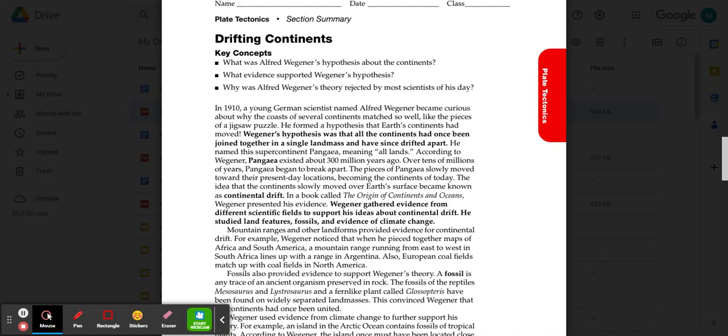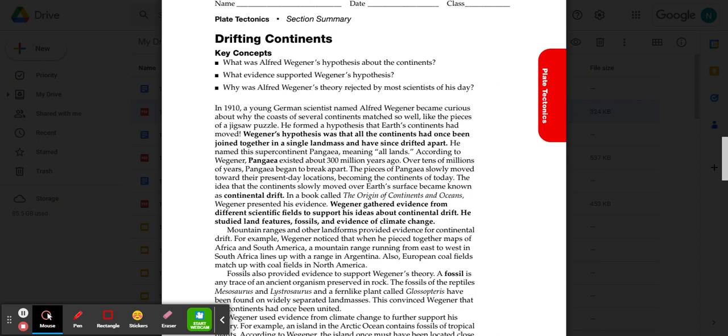Drifting continents. So the key concepts or questions they want you to think about while we're reading. What was Alfred Wegener's hypothesis about the continents? What evidence supported Wegener's hypothesis? Why was Alfred Wegener's theory rejected by most scientists of his day?